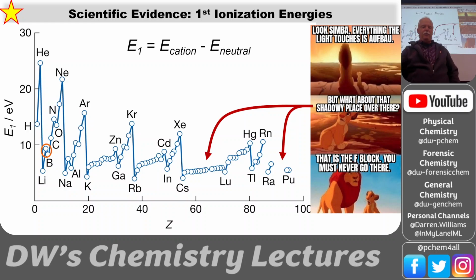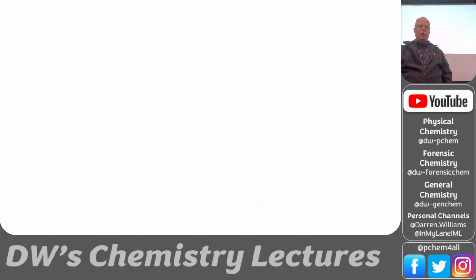So let's explain these wiggles and look at them. Here's one, beryllium to boron. There's a little jump. There's also this wiggle at nitrogen to oxygen, magnesium to aluminum, and zinc to gallium, and so on. So we're going to look into all of this data today.